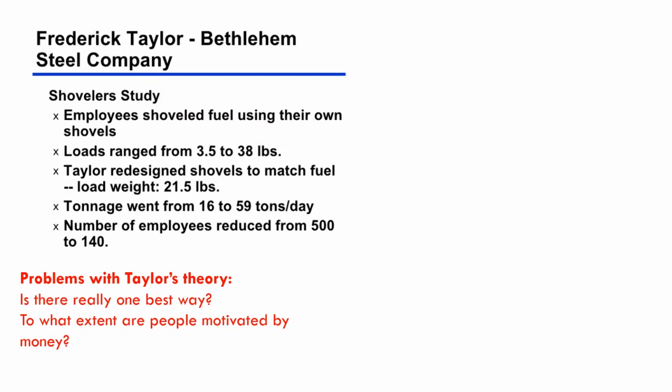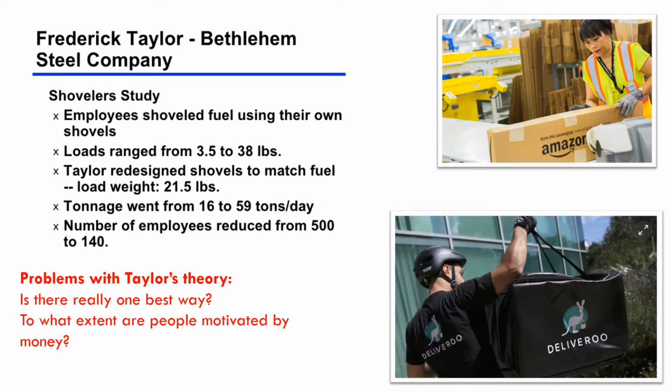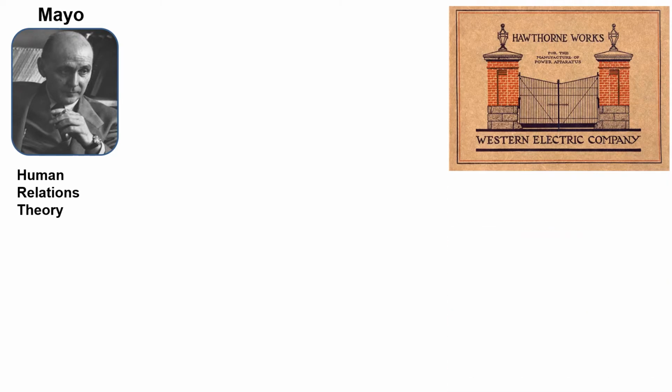But it can be a bit alienating. This is really a method of specialization as well, monotonous, alienating. People working in factories being paid for fairly menial jobs. Now let's move on to Mayo and look at his human relations theory.